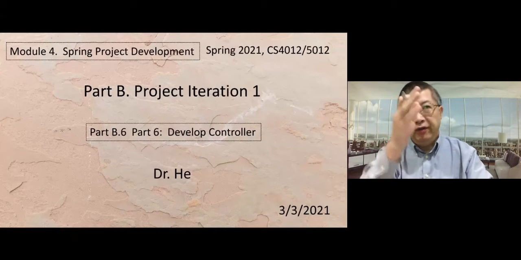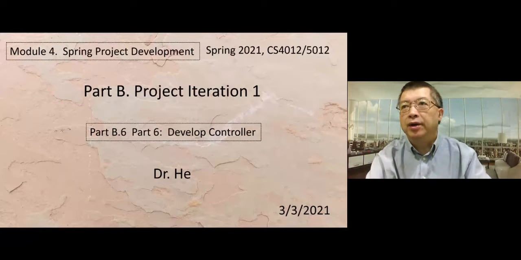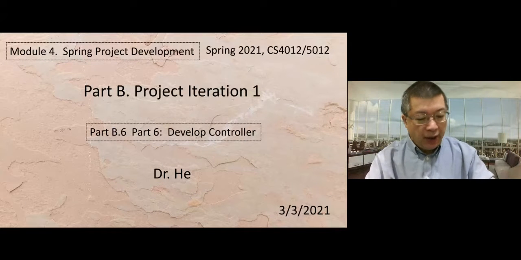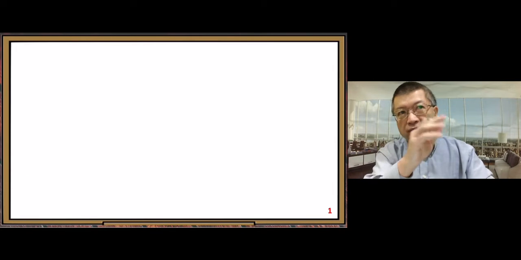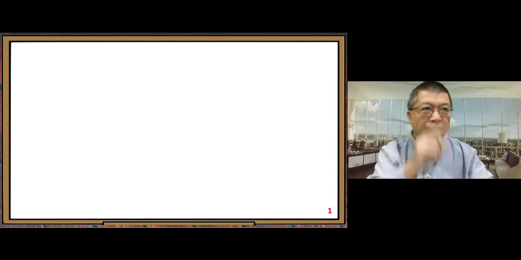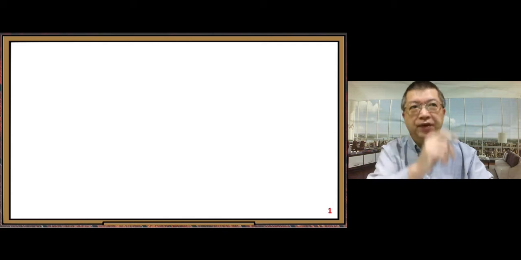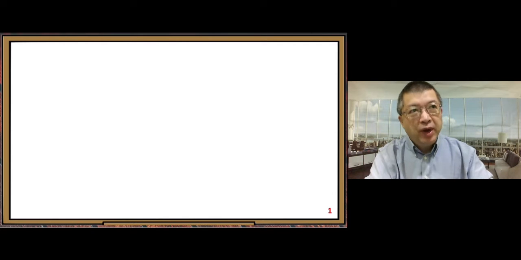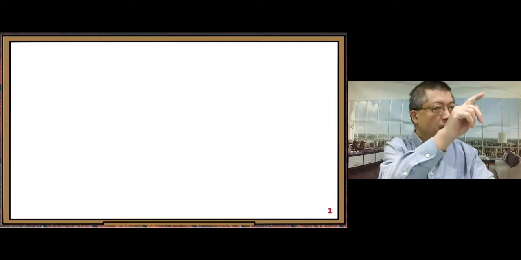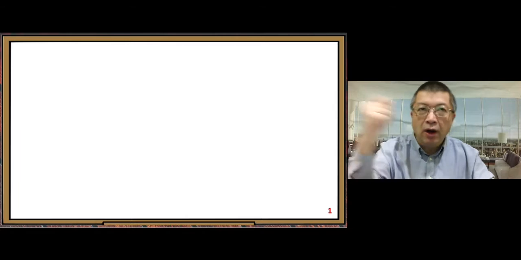Point 6, develop controller. So this is our most important part, controller. We only have one controller, okay? And this one, we can borrow from Duke Spring directly, but we need to add a very important method. In that Duke Spring, we only have one method, onSubmit. When the user clicks the submit button, then the onSubmit method is called.